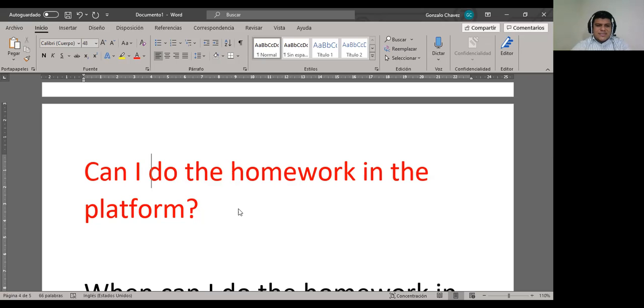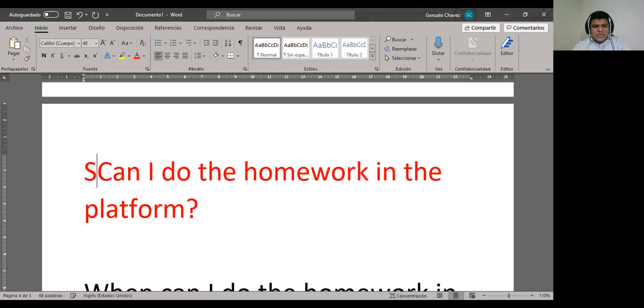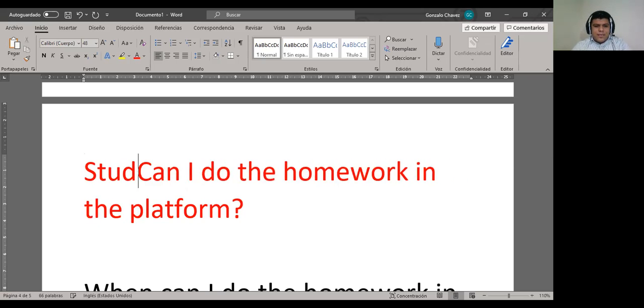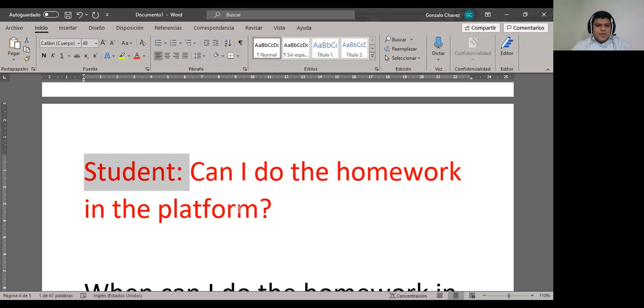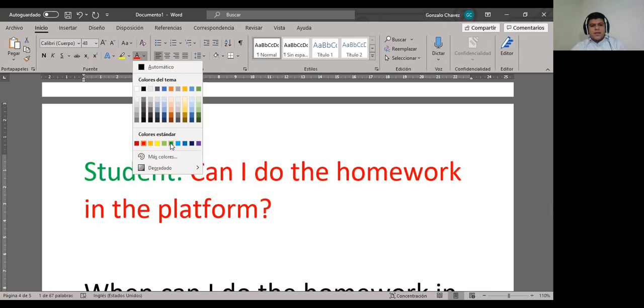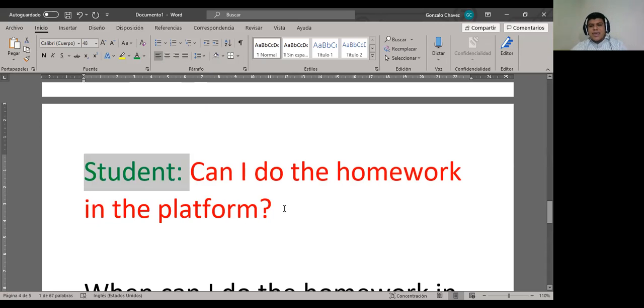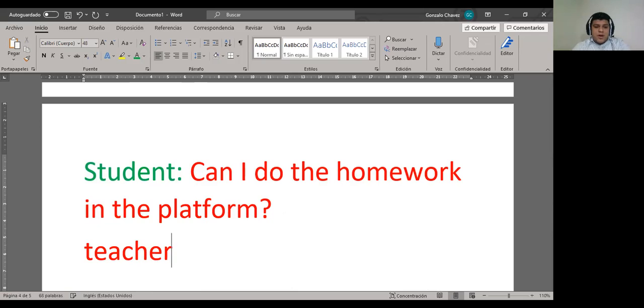Imagine this is the student. Imagine this situation. Say the student asks me, I would switch the color, right? The student asks, can I do the homework in the platform? The person is asking for possibility.